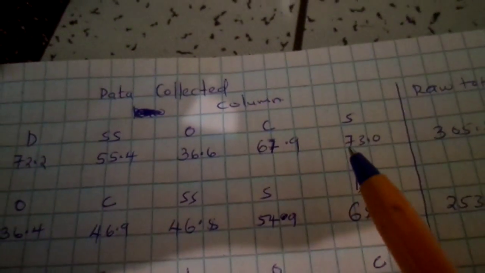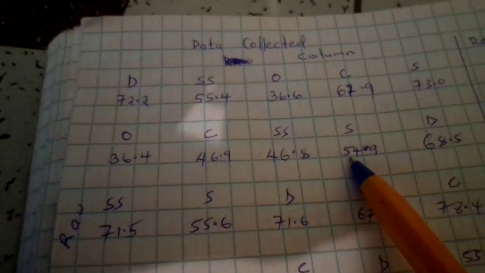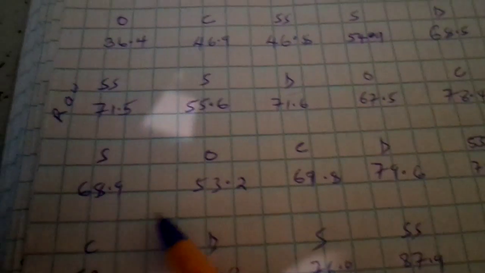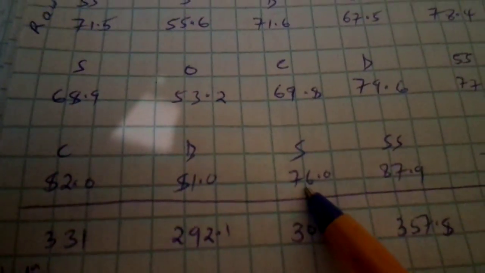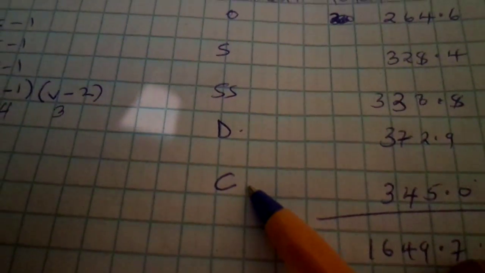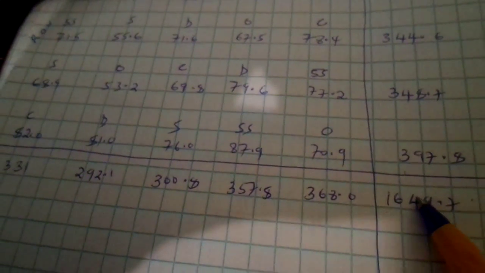Similarly for S, you come again and find the S values. You add the S values like that, and this one is 73. Find S: this is 54 plus 55.6 plus 68.9 plus 76.0. You get the total of S. You do the same thing all the way up to the last one, C. And remember, this total of treatments should be equal to the total of observations under rows and columns.